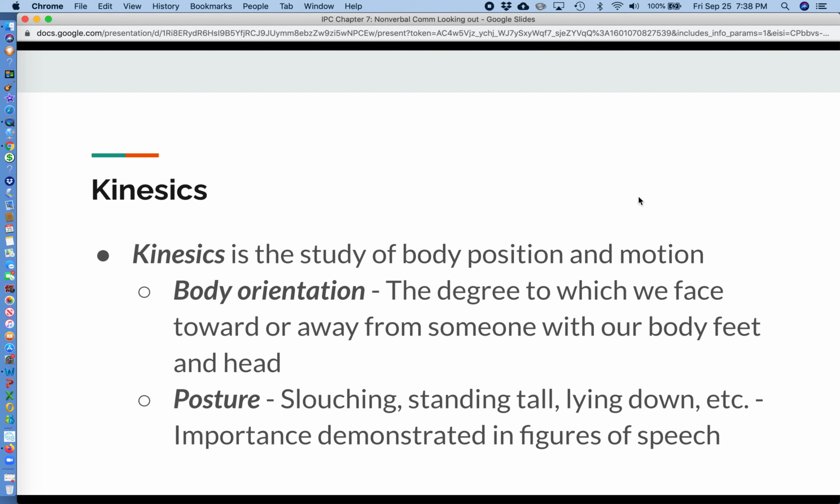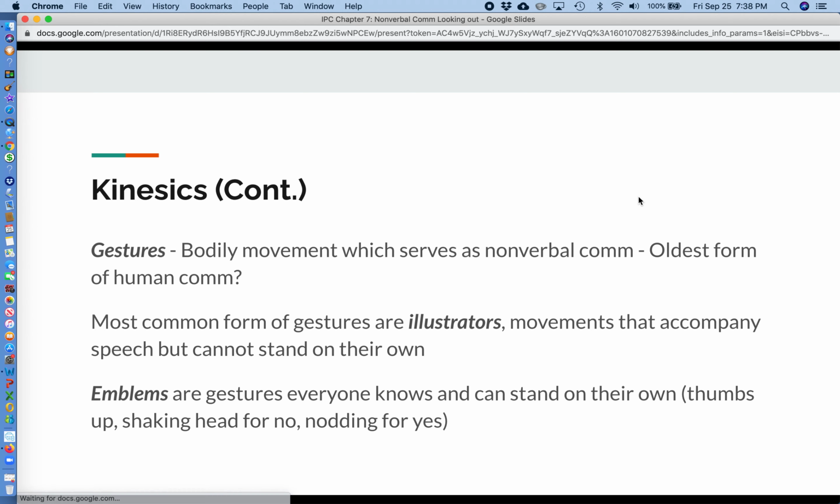And we can see the importance of posture in communication just in the way that we talk, in our figures of speech. So, for example, we might say something like, I'm not going to take this lying down. And of course, when we say things like that, we're saying, well, I'm not going to take this easily, right? I'm not going to accept this. And so you see, right? We even refer to posture when we talk about communicating with people and dealing with different kinds of situations.